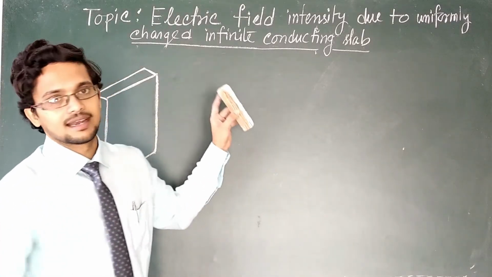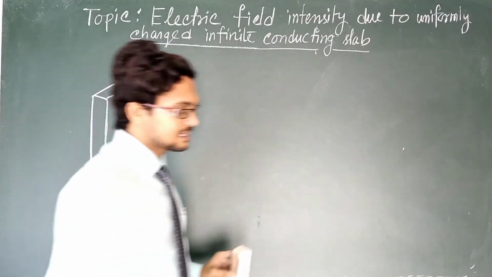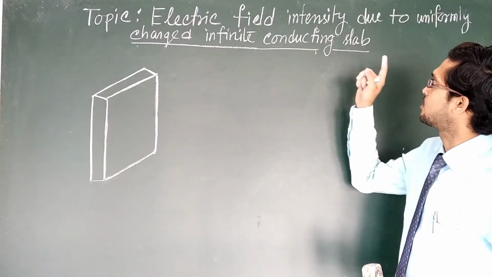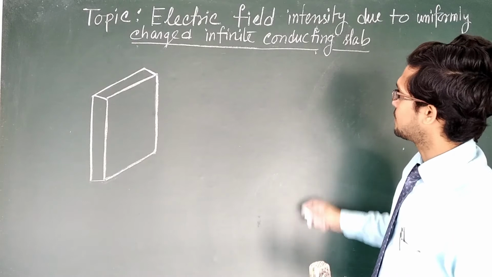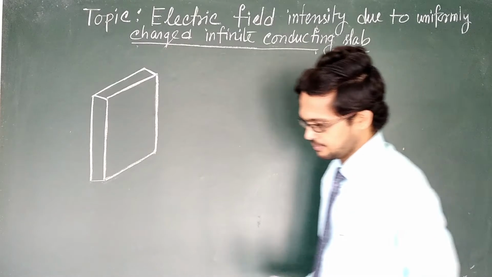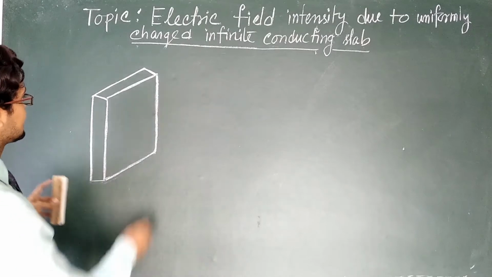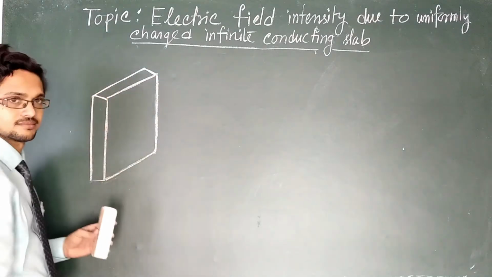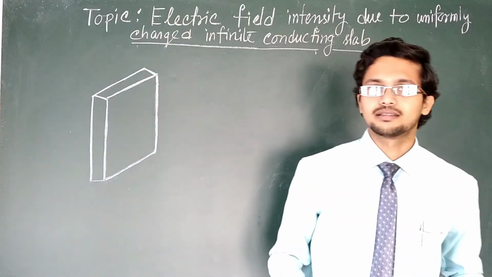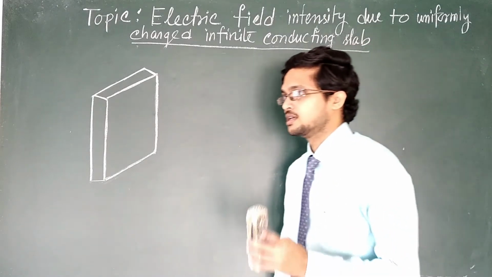Okay, our next and last part of the application of Gauss theorem, that is electric field intensity due to uniformly charged infinite conducting slab. Now there are two new terms: one is conducting, another one is slab. Slab means it is basically a three-dimensional thing. It has length, breadth, and height. So slab means there are many layers, not one layer. And conducting, this is a very important part.